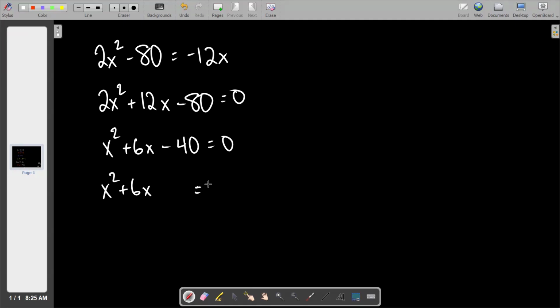and make it positive. And then the magic number is half of 6 is 3. 3 squared is 9. Good. So we're going to add 9 to complete the square. And then this again is like the last one in that you're going to get rational solutions because 49 is going to come out here. So you're going to wind up with x plus 3 squared equals 49.